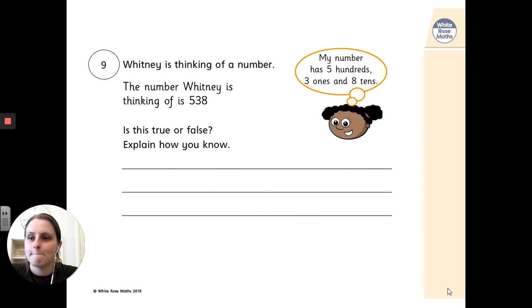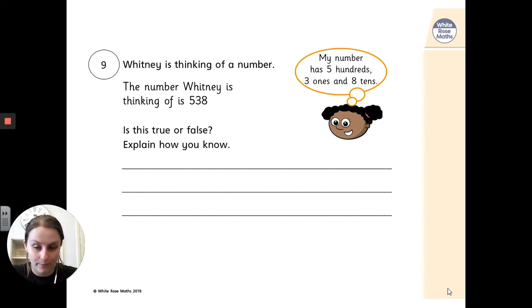Next question then. Number 9. Now, I've got to do a little bit more explaining this time. So doing some reasoning. So Whitney is thinking of a number. She says, my number has 5 hundreds, 3 ones and 8 tens. The number Whitney is thinking of is 538. Is this true or false?